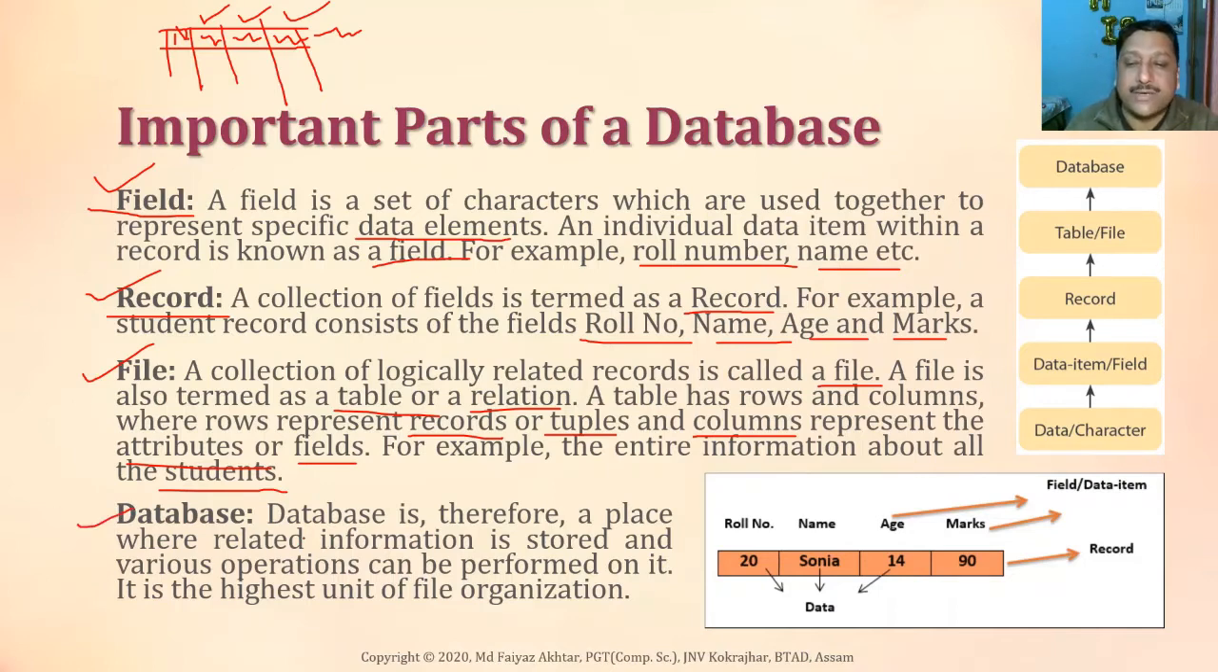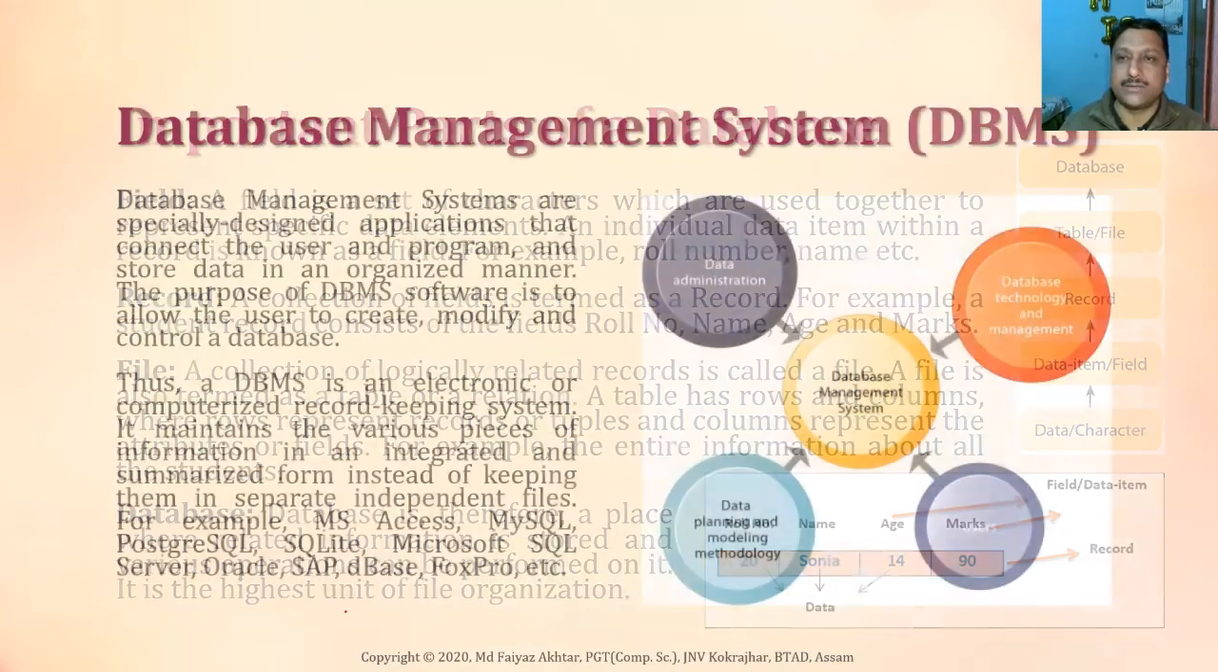A database is a place where related information is stored and various operations can be performed on it. It is the highest unit of file organization, and it contains a large amount of data. A database contains many tables, many fields, and many records of information. This larger collection of all the information is known as a database.